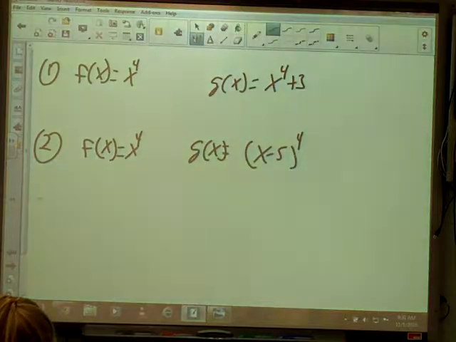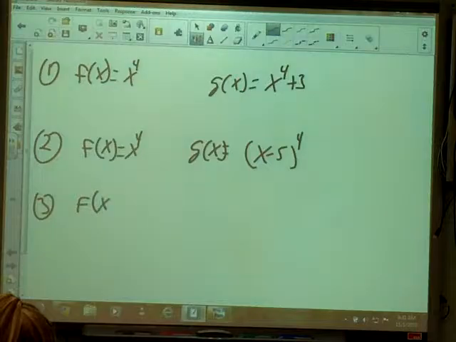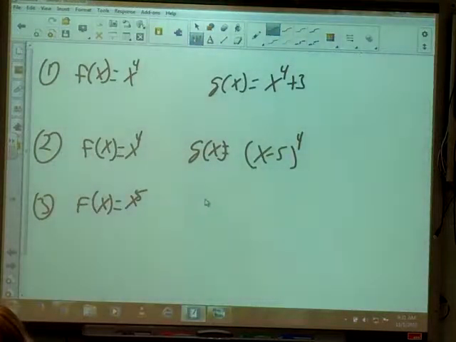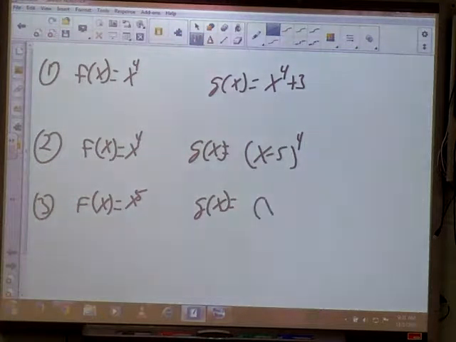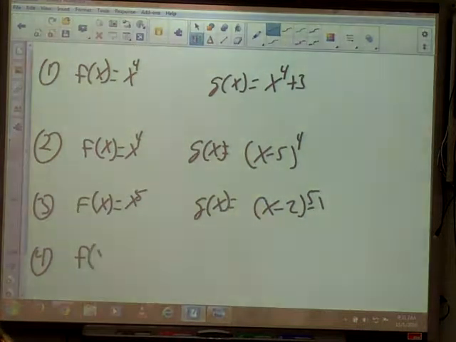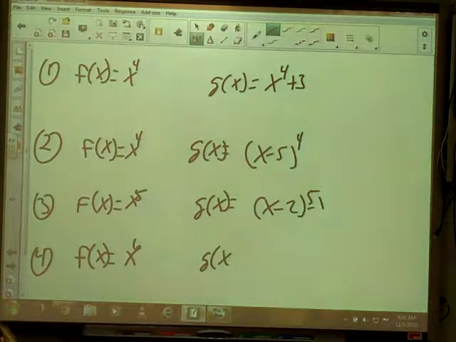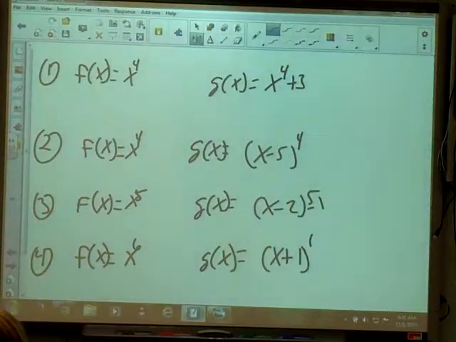Number 3, f of x is x to the 5th, scooting it on up. G of x is x minus 2 to the 5th minus 1. And then the last one, number 4, f of x is x to the 6th. G of x is x plus 1 to the 6th minus 4. Alright, see if you can describe those.